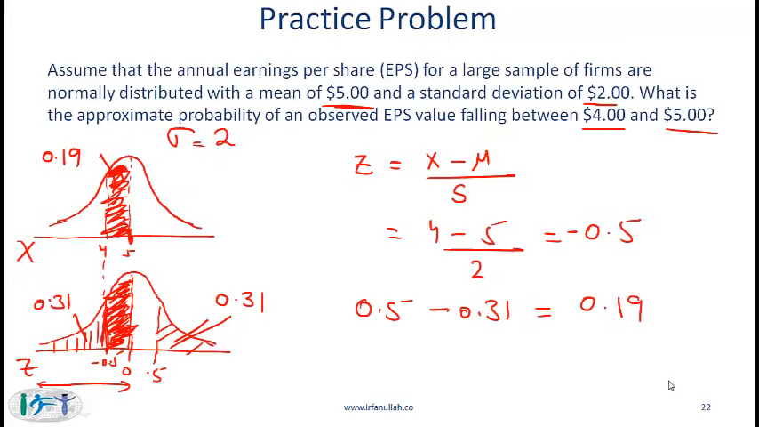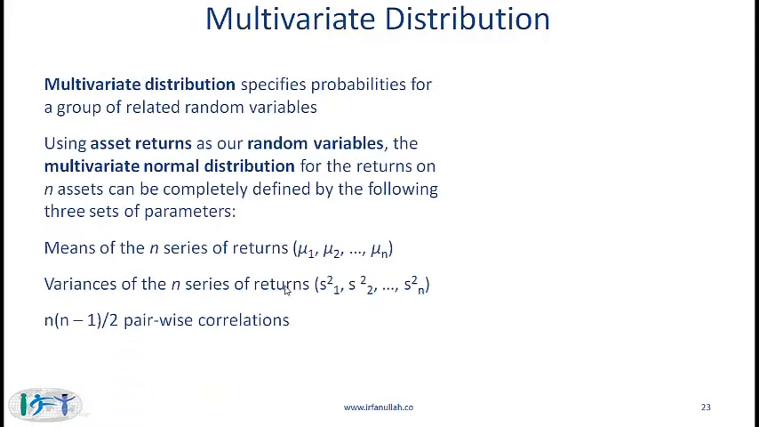What we have covered here might seem complicated if you've not seen this material before, but with sufficient practice you will realize that this is fairly mechanical and straightforward. Moving now to multivariate distribution. Multivariate simply means multiple variables.